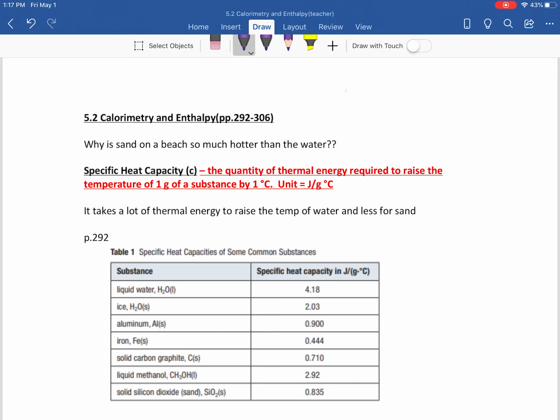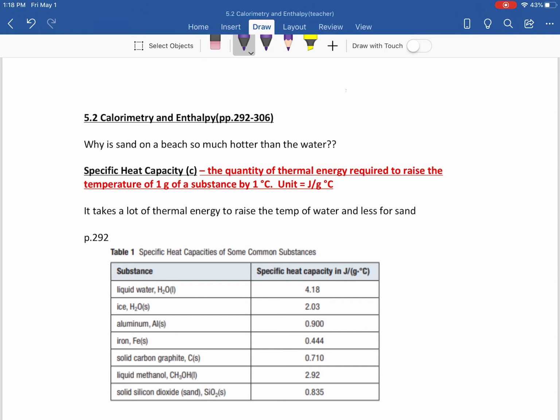Hello, everyone. We are here and we are going to continue on our quest for thermochemistry knowledge. All right, we're starting section 5.2, and here's where we're going to get into a little bit of math. So have your calculator handy and let's go.